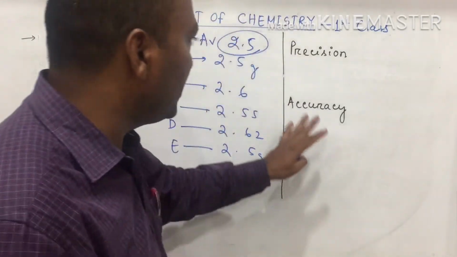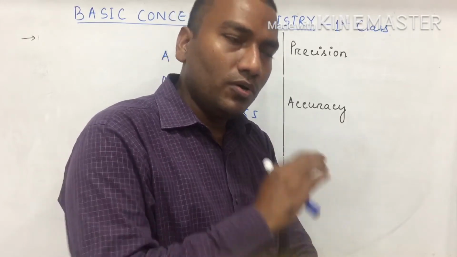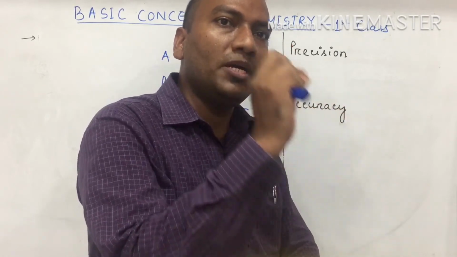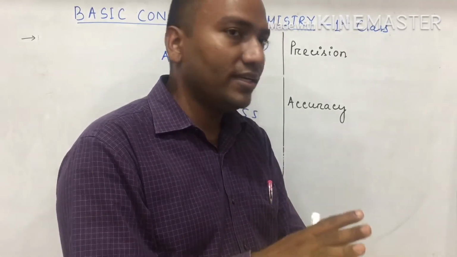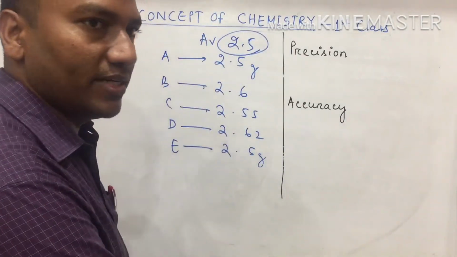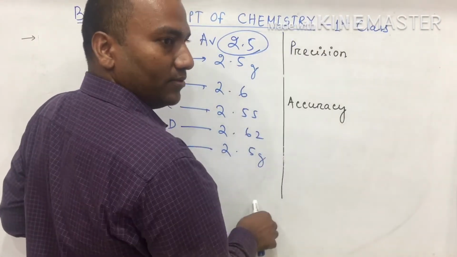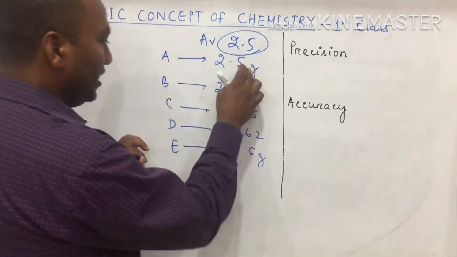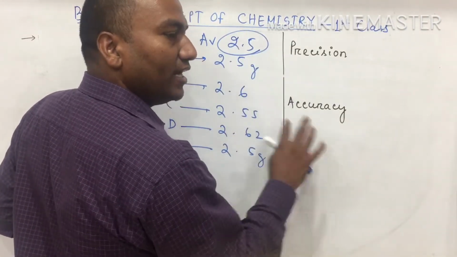Clear? Similarly, what is accuracy? Accuracy means when I give the sample, from the very beginning I say that the given sample is 2.5 gram. That means before taking the measurement, all students know the given sample is 2.5 gram. Then they start taking the measurement. Then we check who is very close to the given value. Out of these, student A, student C, student E are very close to the given value. So this is the difference between precision and accuracy.